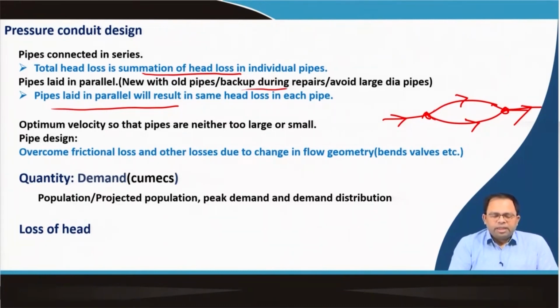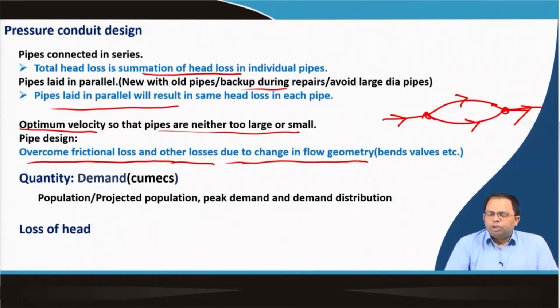So, optimum velocity is determined for each pipeline, as we discussed in the last lecture, that for different diameter pipelines we can determine an optimum velocity, so that pipes are neither too large nor too small. And whenever we are doing pipe design, we need to overcome the frictional loss and other losses. These other losses are minor losses, which are due to change in flow geometry, like a bend, a valve, a reduction, all these different pipe fittings that are put in. So, this could also be considered as the other losses.